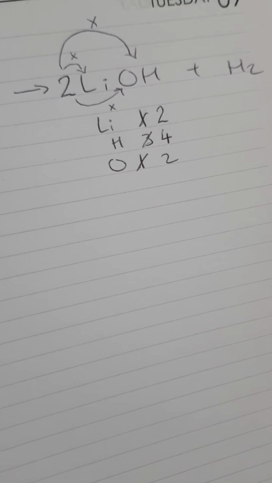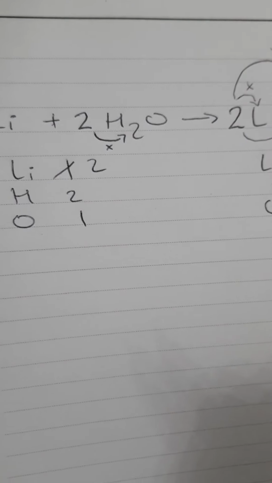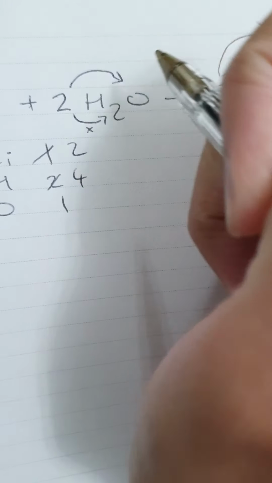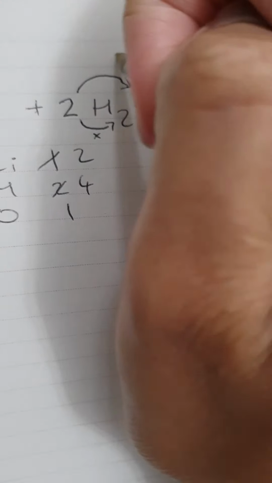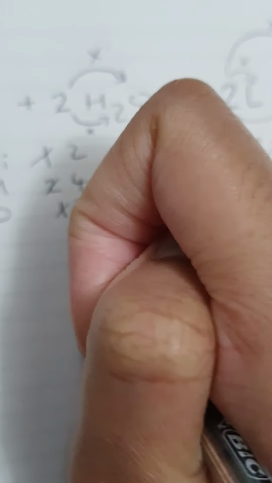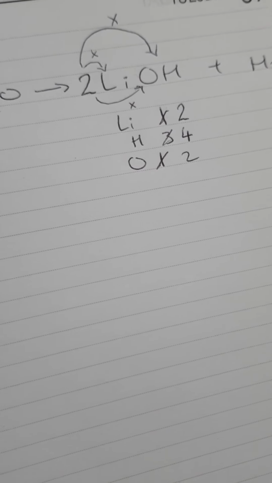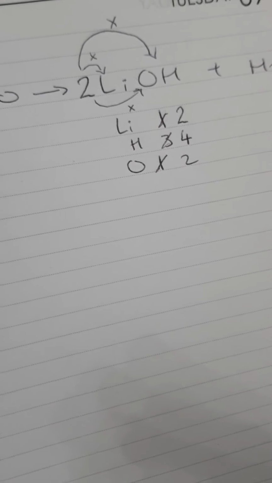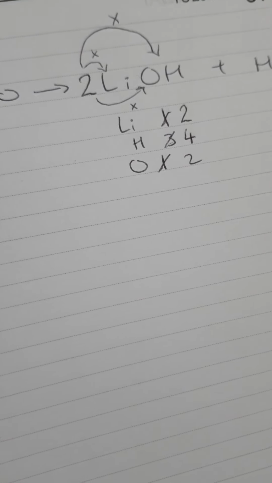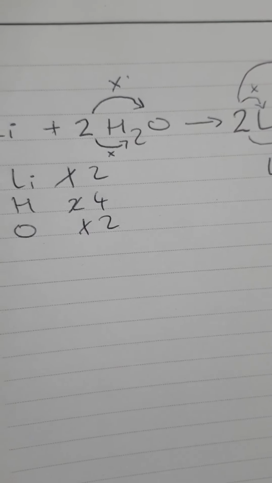So 2 H's in LiOH and 2 H's in H2, so 4 on the right hand side. And on the left hand side is 2 times 2 for the 2H2O, which gives me 4. And then my oxygen, I times it by 2 because of the coefficient. So 2 times O gives me 2 there. And also we've got O from the 2 LiOH with the coefficient of 2, giving 2 oxygens there. So we've got 2, 4, 2 on the right, and we've also got 2, 4, 2 on the left.